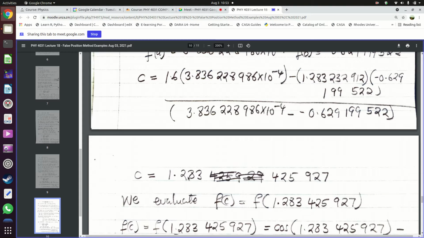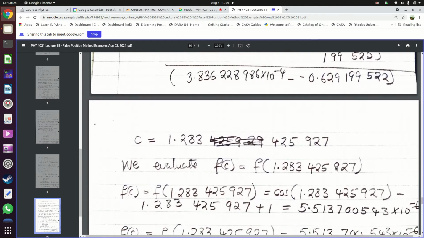But since we have enough numbers up to 3 decimal places which have stopped changing, we evaluate what the function is at this particular C. When we do that, you end up having f of 1.283425927. You put in cos 1.283425927 minus 1.283425925 plus 1, and you get 5.5137,00543 times 10 to the power minus 6.